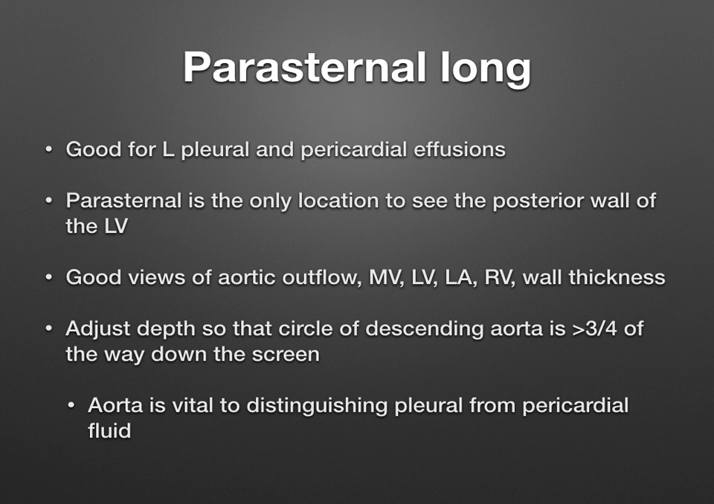The parasternal view is also the only location to see the posterior wall of the LV, and you get good views of the aortic outflow tract, the mitral valve, the left ventricle, the left atrium, the right ventricle, and can measure wall thickness and compare it. You can adjust the depth so that the circle of the descending aorta is approximately 3/4 of the way down the screen. Seeing the descending aorta is vital to distinguishing pleural from pericardial effusions, and we'll talk more about that in a little while.